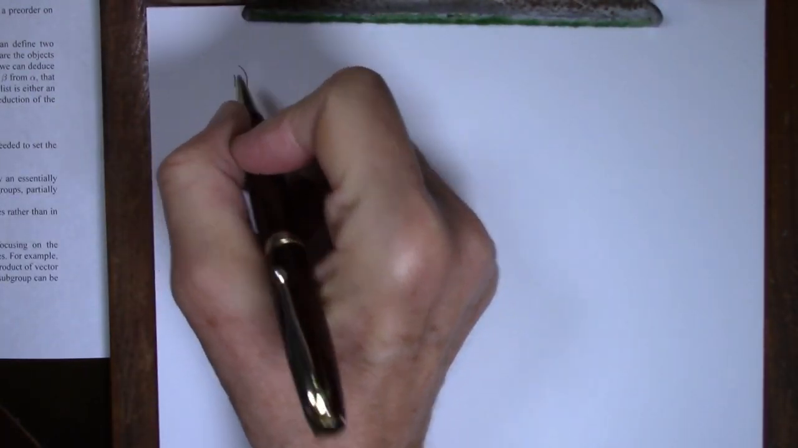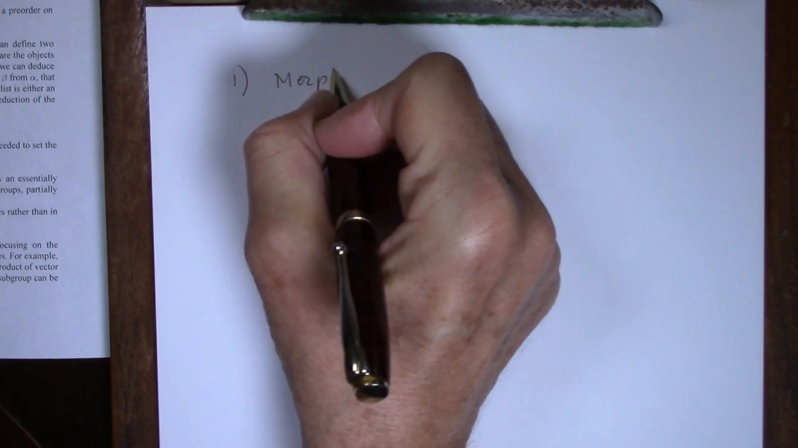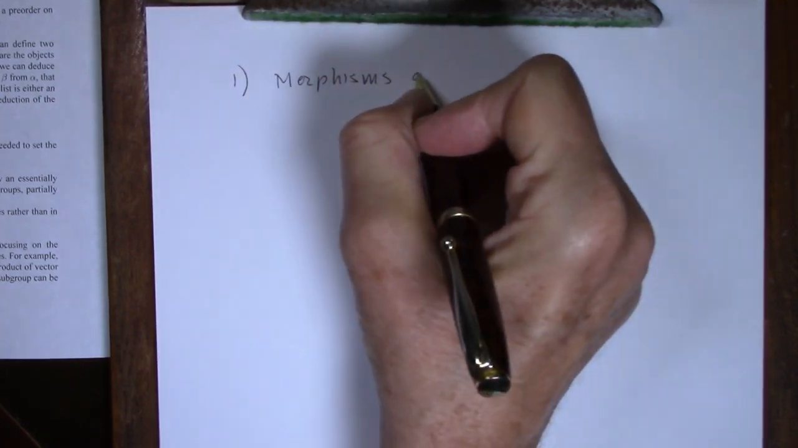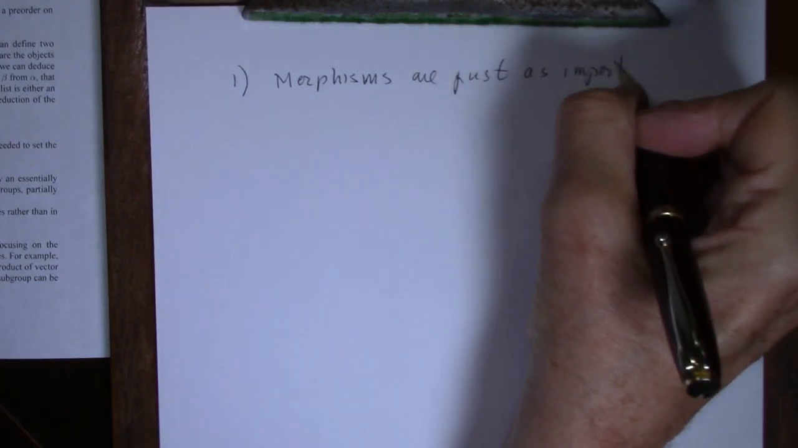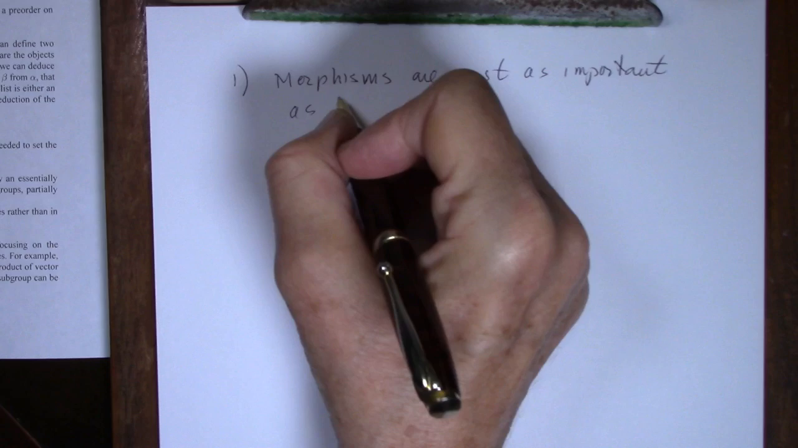Okay, enough for the examples for now. Category theory is, I think you can see from the definition and the examples, quite general. It's a very general concept. But it is precisely what we need to make two key points about mathematics. One is that morphisms are just as important as the things they morph.